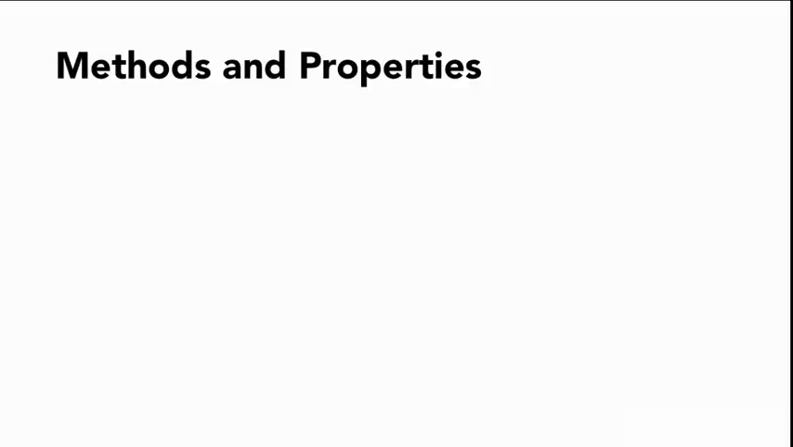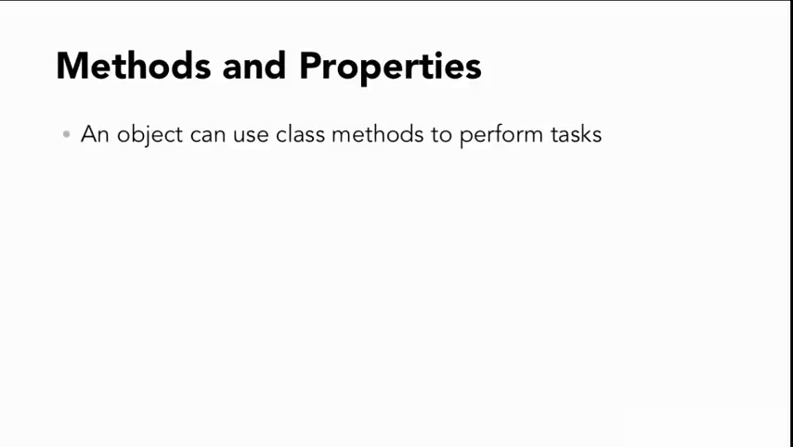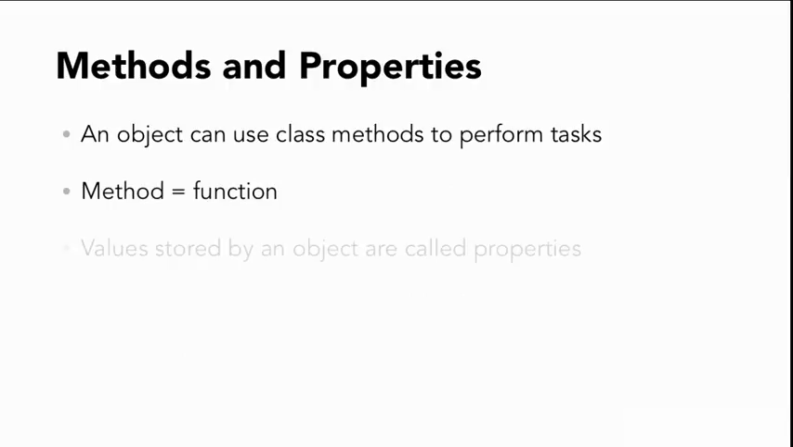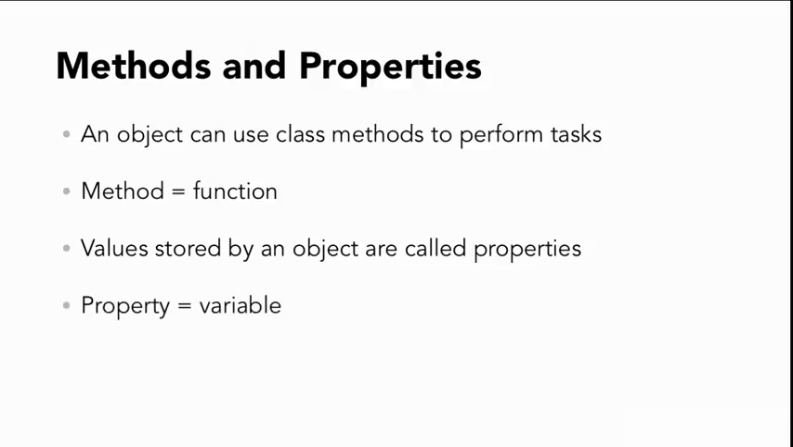All classes have methods. Most also have properties. An object can use methods defined by its class to perform predefined tasks. A method is exactly the same as a function. It's just given a different name when talking about objects and classes. Values stored by an object are referred to as the object's properties. You can think of a property as being the same as a variable, except it applies to an object.